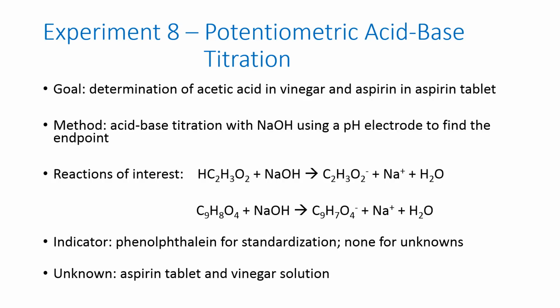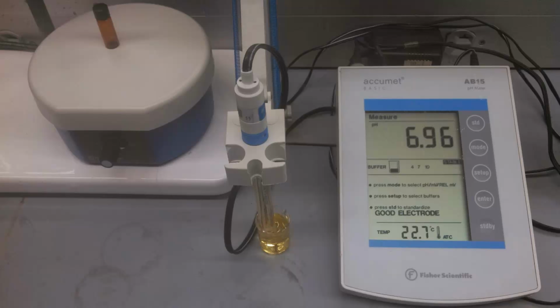To standardize your titrant, you're going to do it the same way you did in experiment 3, using KHP as your primary standard. For that, you'll use phenolphthalein to find your endpoint, the same way you did in experiment 3. For your unknown determinations, you don't need an indicator.